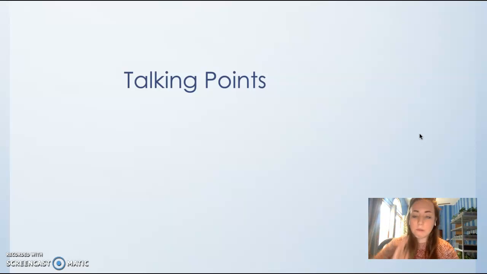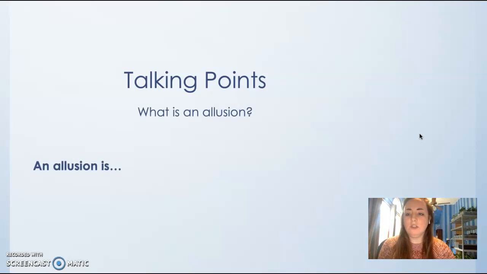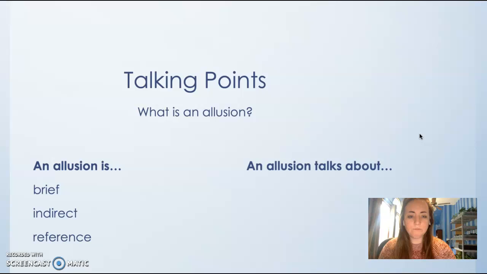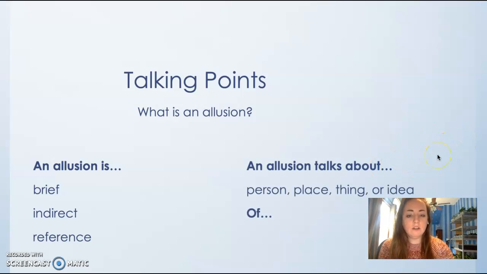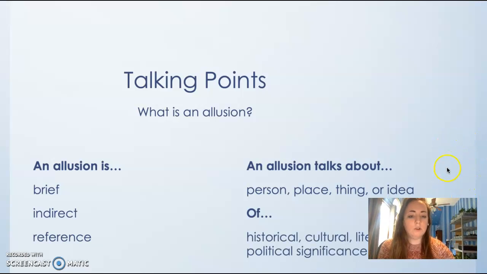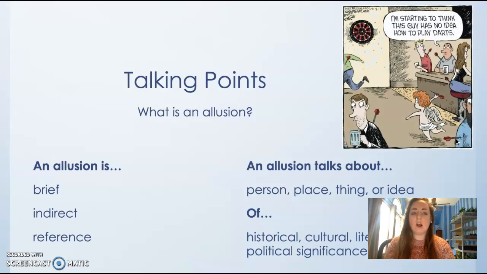Talking points, things to remember about allusions. What is an allusion? Remember that an allusion is brief, an allusion is indirect, and an allusion is a reference. An allusion talks about a person, place, thing, or idea of historical, cultural, literary, or political significance. And this comic above is an example of an allusion to Cupid, and the man is saying, I'm starting to think that this guy has no idea how to play darts. And you see Cupid throwing his arrows or his darts.